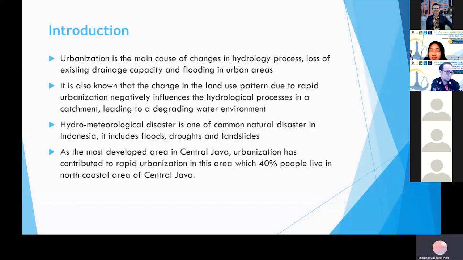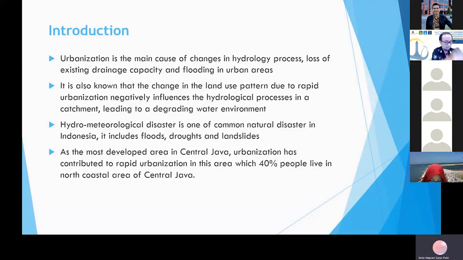For the introductions, I would like to start with the terms of urbanization in Central Java. As we know that urbanization is the main cause of change in hydrologic process, loss of existing drainage capacity, and flooding in urban areas. It is also known that the change in the land use pattern due to rapid urbanization negatively influenced the hydrological process in a catchment, leading to a degrading water environment.